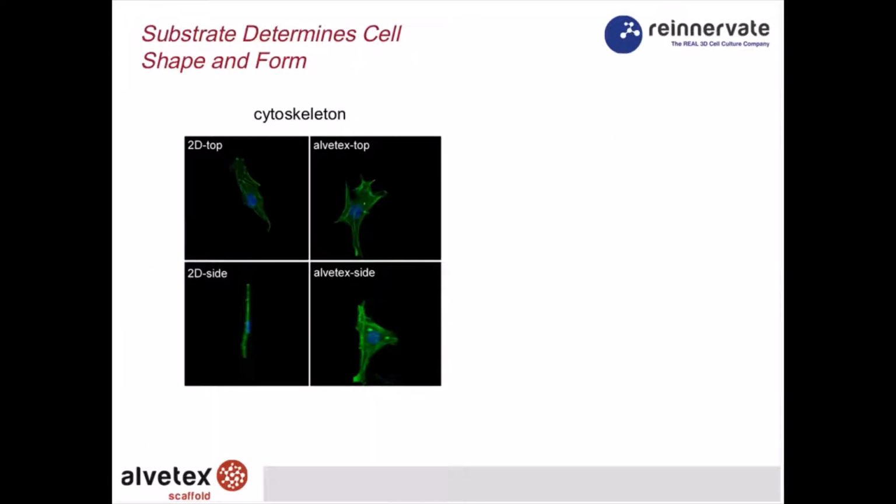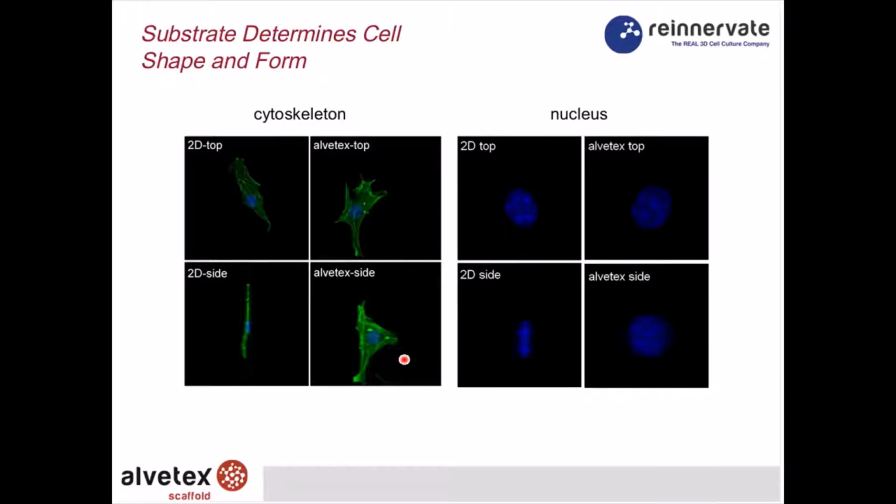If we look at a single cell by confocal microscopy, we can see very clearly how in 2D a cell becomes exceptionally flattened, whereas in 3D its structure is 3D all the way around. This is a fibroblast which has been stained with phalloidin, illuminating the F-actin cytoskeletal component using confocal microscopy.